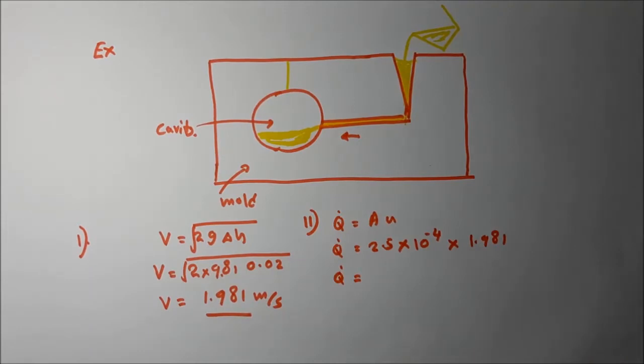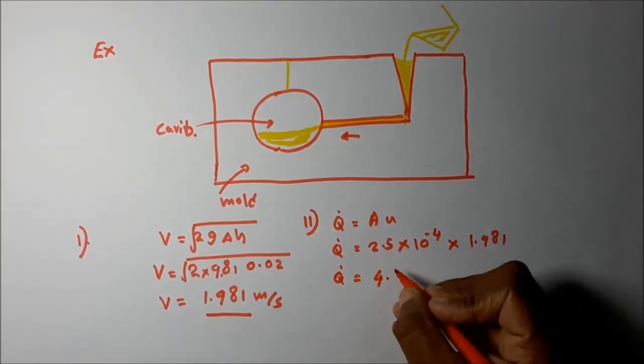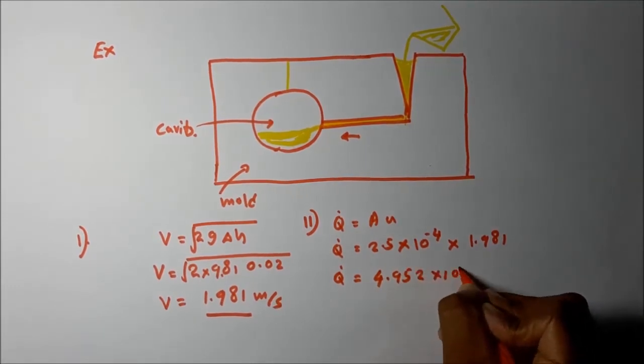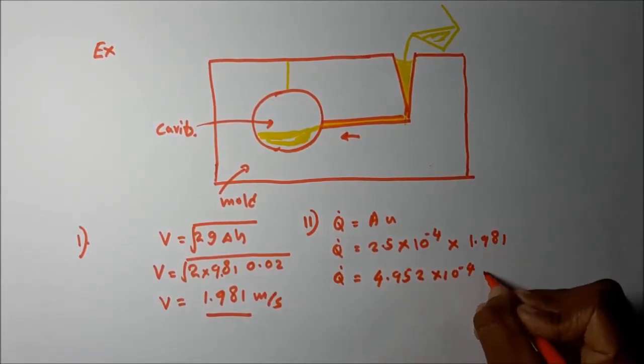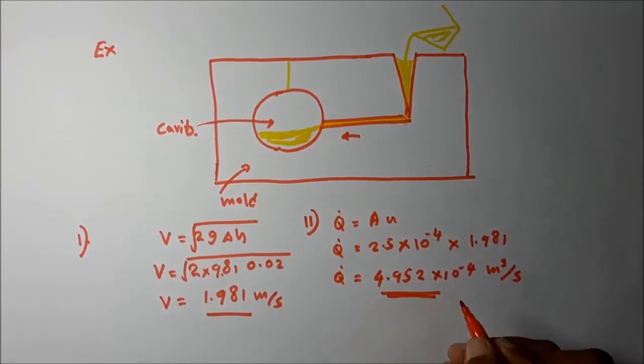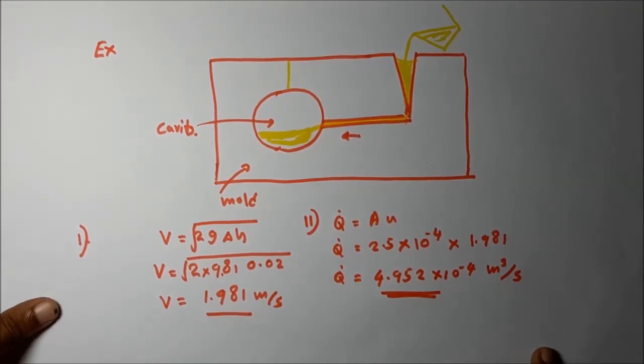Then the Q dot is equal to 4.952 into 10 to the power of minus 4 cubic meters per second. This is how we are calculating the volume flow rate through the main runner.